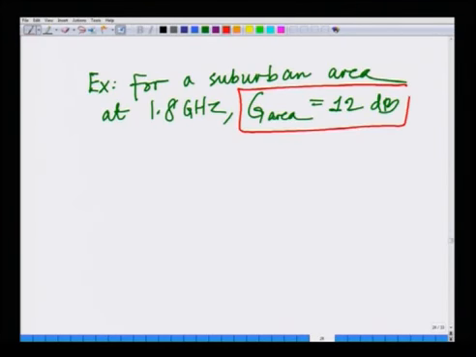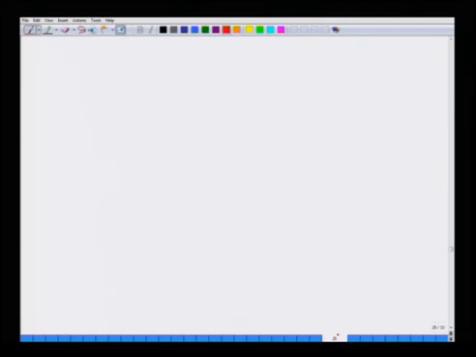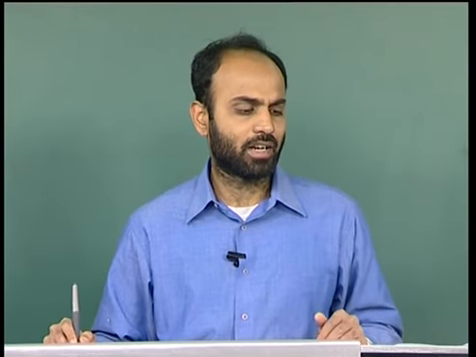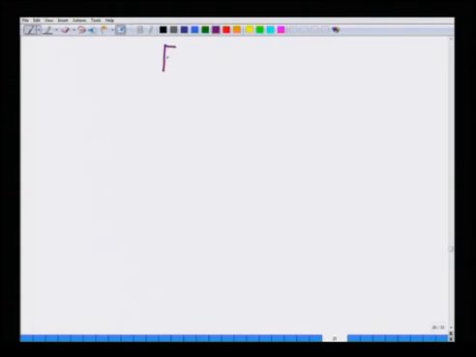All right. So, that is what this means. So, that G area factor is 12 dB for this suburban area. So, that comprehensively characterizes the Okumura model. So, let us look at a simple example to solidify our understanding, to illustrate the practical utility of this Okumura model. So, I want to look at an example here of how to use the Okumura model in practice.